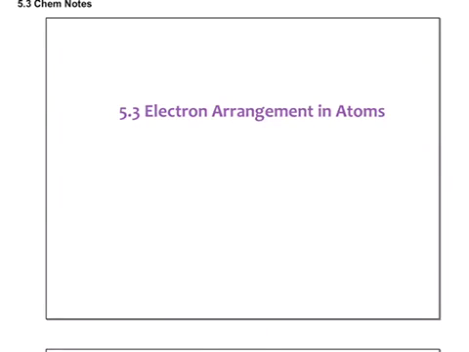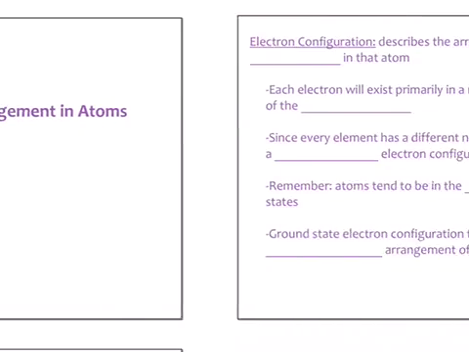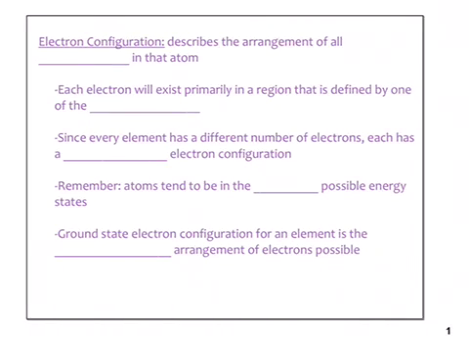Now that we've talked about the quantum numbers, we're actually going to apply them to something that we call the electron configuration. So the electron configuration describes the arrangement of all the electrons that an atom has. So each electron will exist primarily in a region that is defined by one of the orbitals. It might not always be in that location, but it has really good odds of finding an electron there.